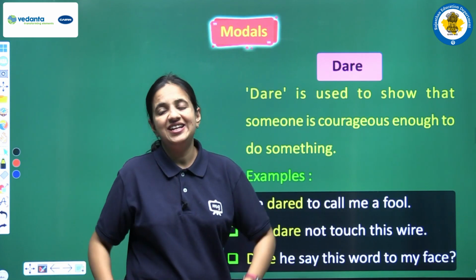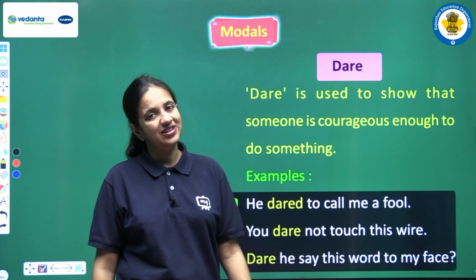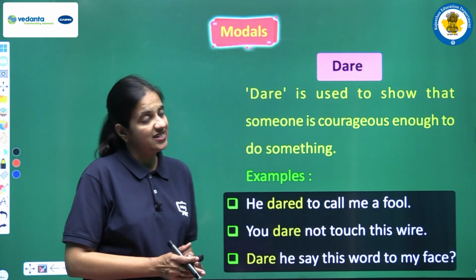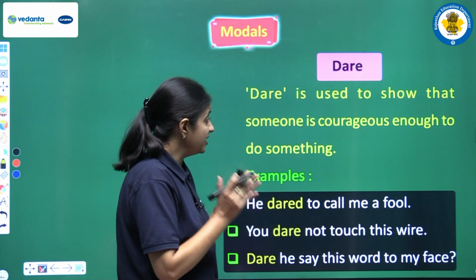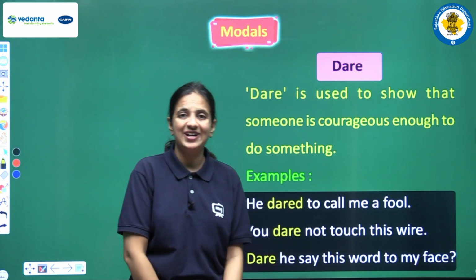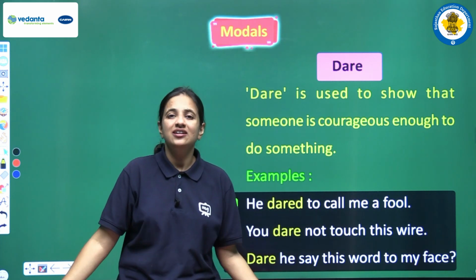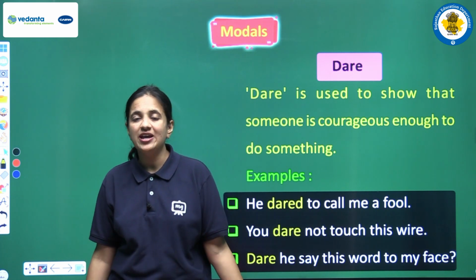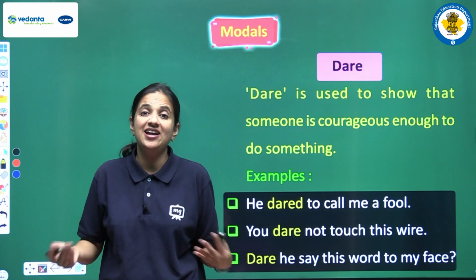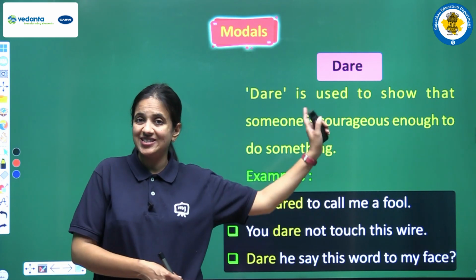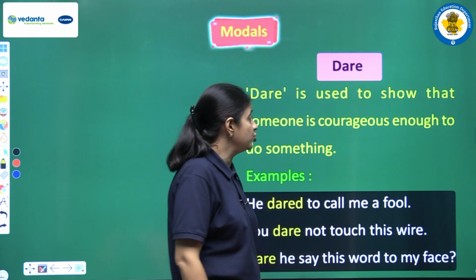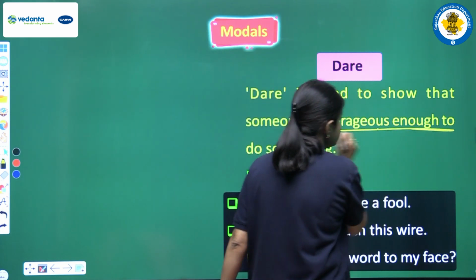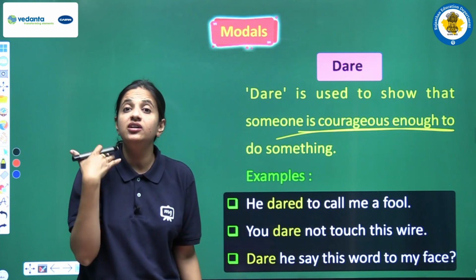Next, or we can say the last model that we have with us is dare. Dare is used to show that someone is courageous enough to do something, right? Again, it's a very common model that we all use. There is a common phrase we all say, like how dare you, right? So this is the same dare that we have as a model. We say how dare you.